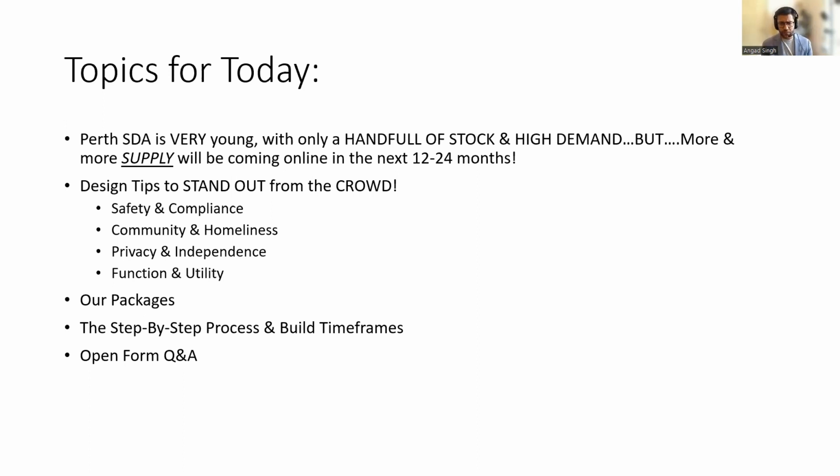We're going to go through some of the design features for safety and compliance, for the community and the homeliness of the dwelling. How do we create privacy and independence, which is incredibly important for participants? And the last one that always gets overlooked is the function and utility of the dwellings, which is really important, particularly for the carers, and to make sure that participants can get the service they need for their day-to-day lives.